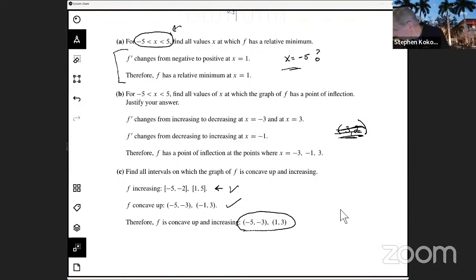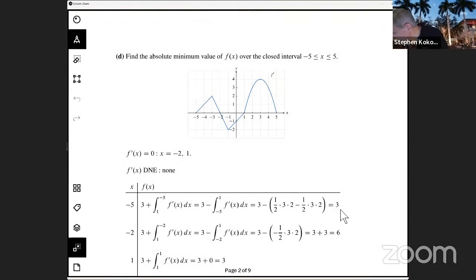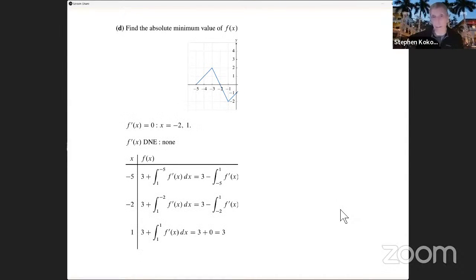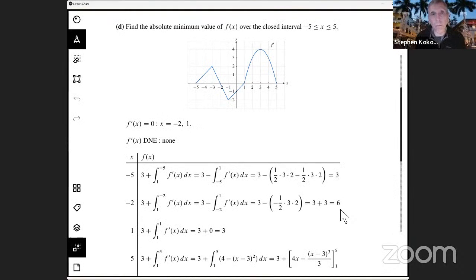Good. I've got one more question, I think, here at part D, and this is a good one. It says, find the absolute minimum value of this function f over the closed interval -5 to 5. Well, let's see. If we're going to do that, we need to find the critical points of f, and we need to evaluate f at the critical points and at the endpoints.